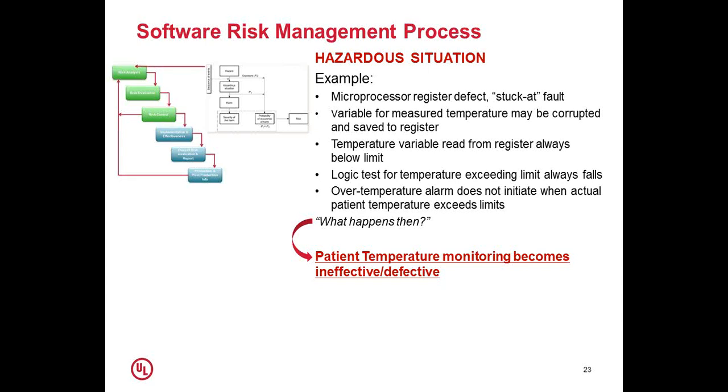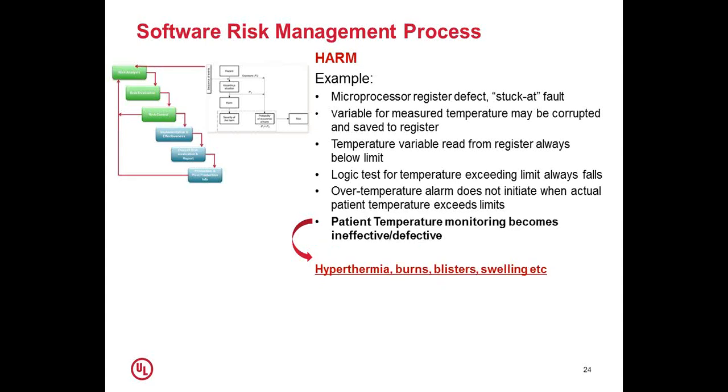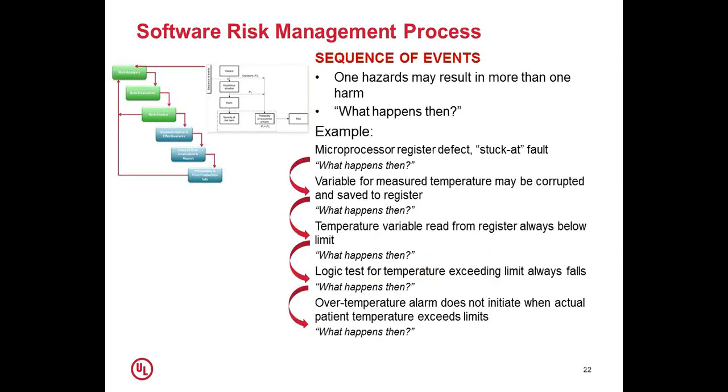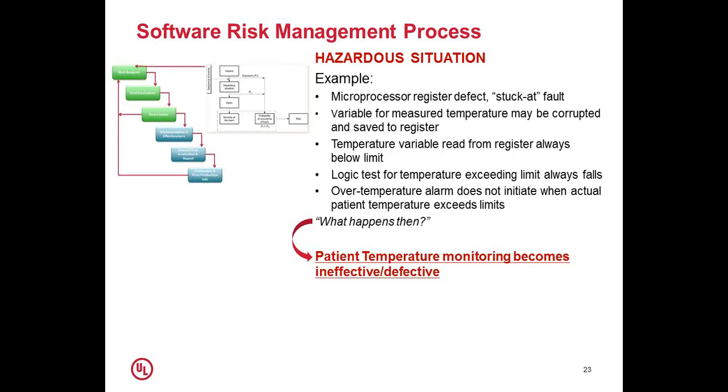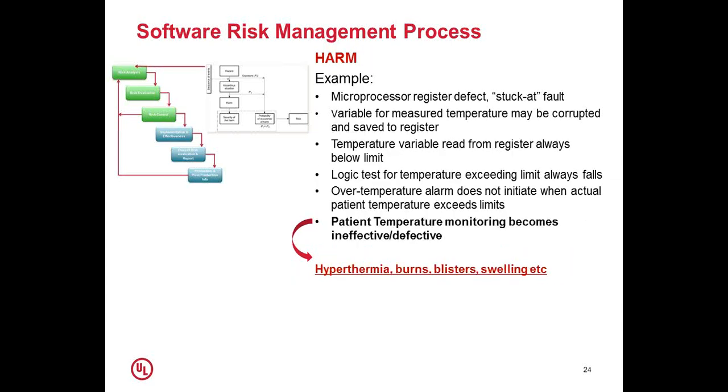Correct? So this is a hazardous situation. If we have a hazardous situation, then we are going towards the harm. The patient temperature monitoring becoming ineffective could result in hypothermia, burns, blisters, swelling, etc. So this is how a sequence of events should be gone through, what happens then in context, and we can come to a harm like this.